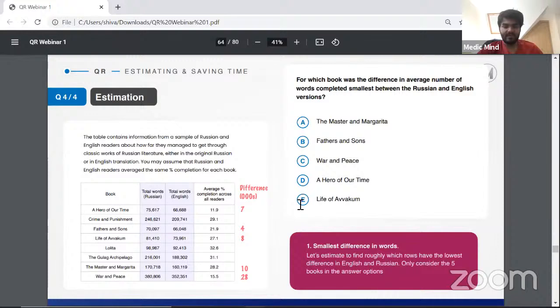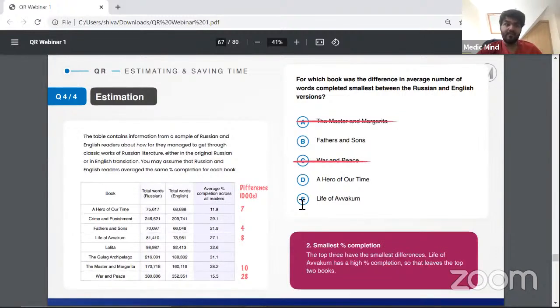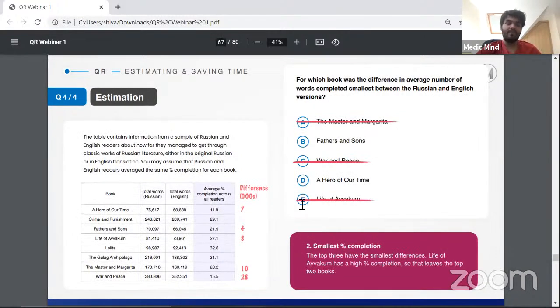We can also do that mentally. We just know 22 times 4 is 88. We also know 12 times 7 is 84. The lower value is actually 84, which is A Hero of Our Time. And if you do it mentally rather than even putting anything in the calculator, it saves you time bringing up the calculator, typing in the numbers. You can just do 12 times 7, and you can also do 22 times 4.